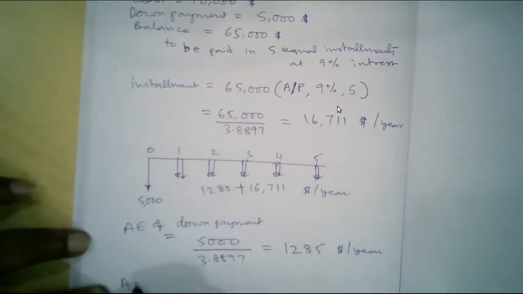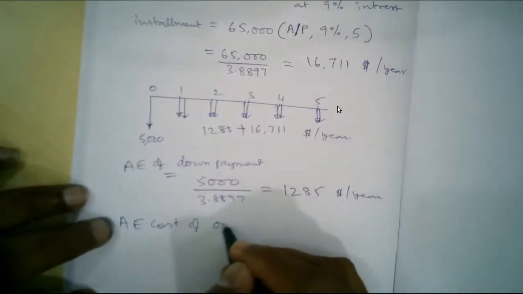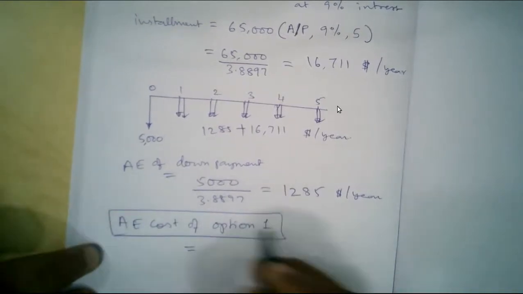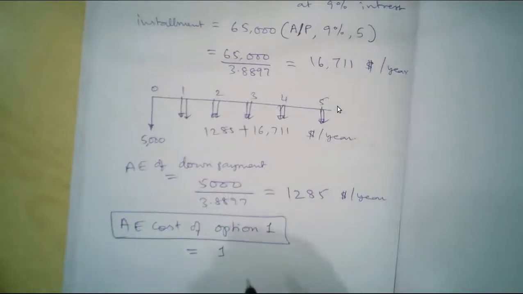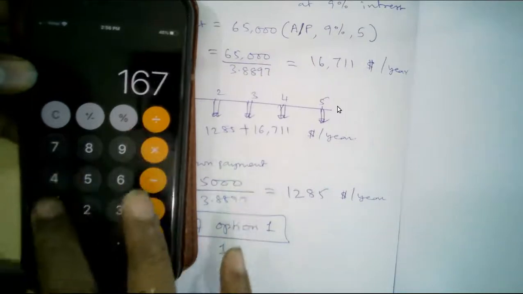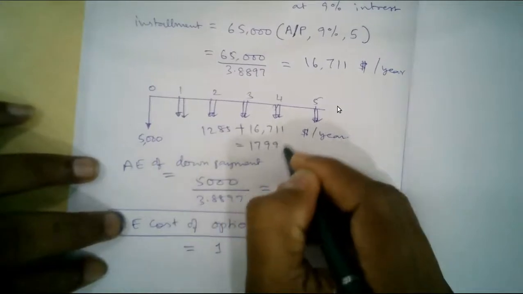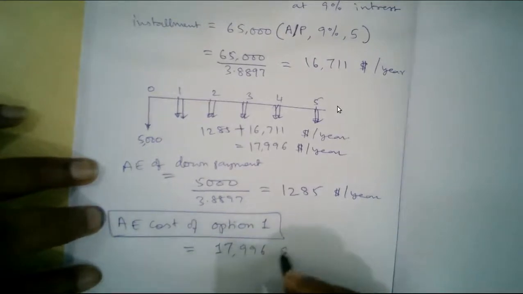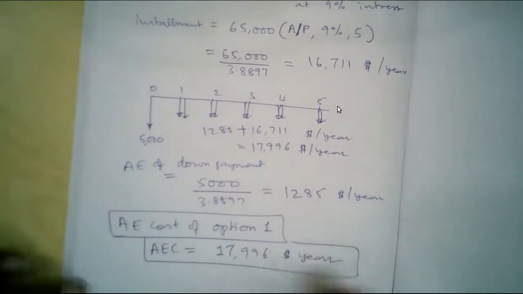So the total annual equivalent cost of option one, or alternative one, is equal to these two added: 1,285 plus 16,711. So I'm getting $17,996 per year. So the annual equivalence cost is this much.